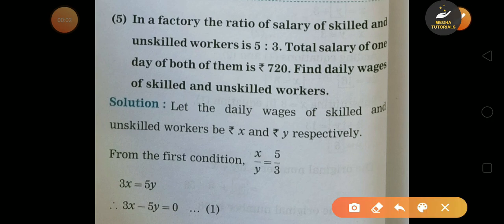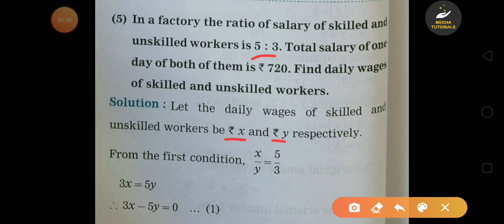Question 5. In a factory, the ratio of salary of skilled and unskilled workers is 5:3. Total salary of one day of both of them is rupees 720. Find daily wages of skilled and unskilled workers. Okay, so let's start with the solution. The daily wages of skilled workers is rupees x and daily wages of unskilled workers is rupees y. And the first condition given, the ratio between their salary is 5:3.